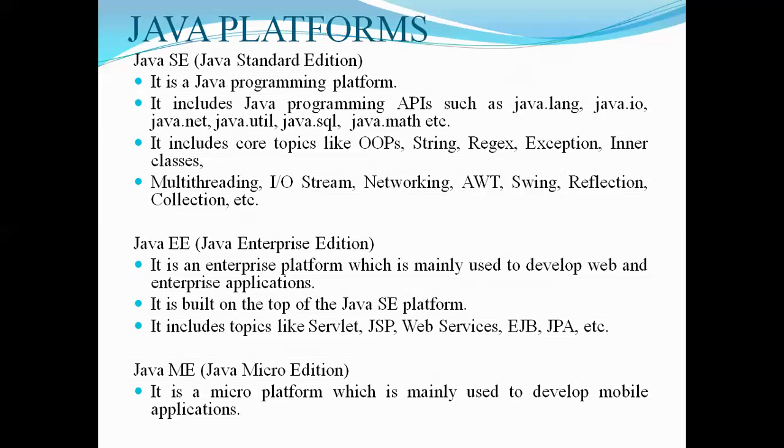And the second platform is Java EE or Java Enterprise Edition. This enterprise edition is mainly used to develop web and enterprise applications. And the technologies which are used for this enterprise edition are servlets, JSP, web services, EJB, JPA, etc. And the third and the last one is Java ME or Java Micro Edition. It is mainly used to develop mobile applications.